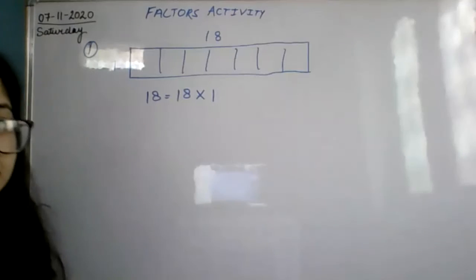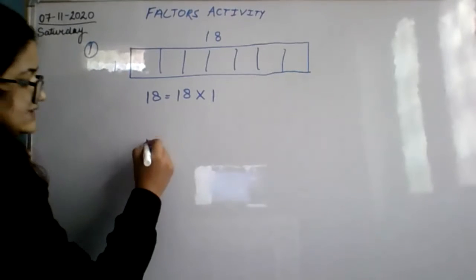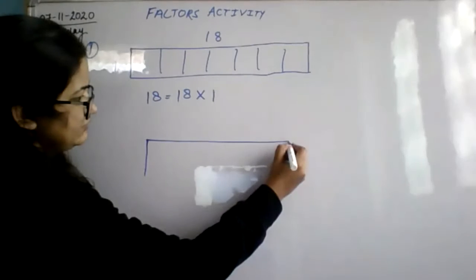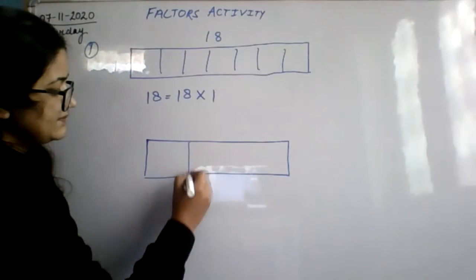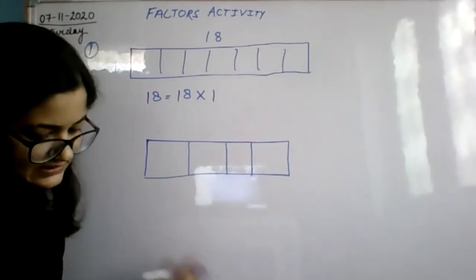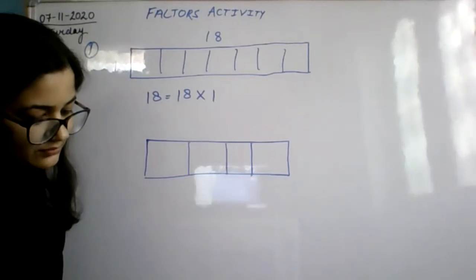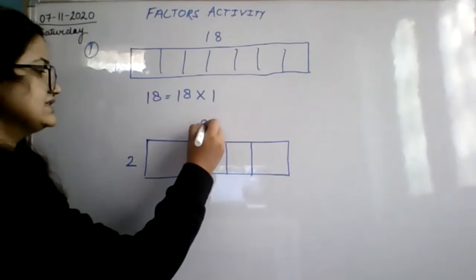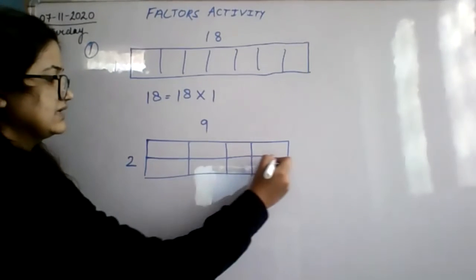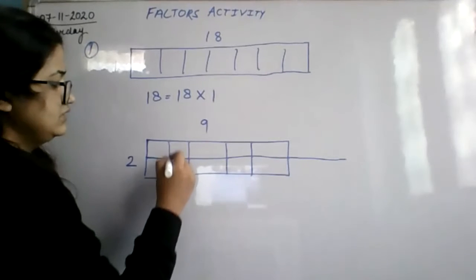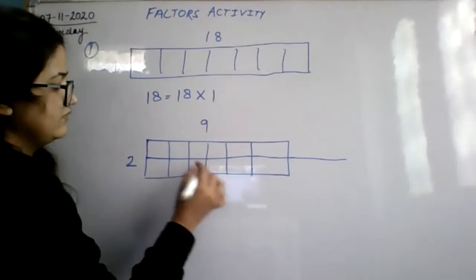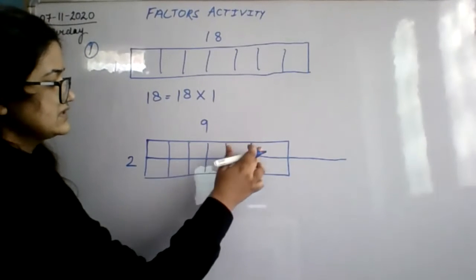Now, second thing you have to make like this. You will make a second strip of a second color like this. How can you make 18? 2 strips like this and 9 strips like this. 1, 2, 3, 1, 2, 3, 4, 5, 6.